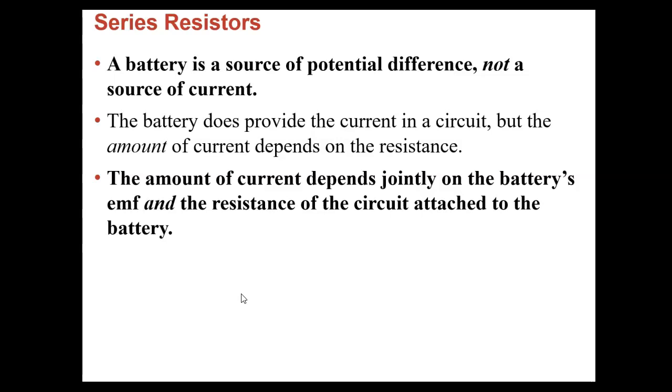So this is a big thing here. The battery is a source of potential difference, not the source of the current. So the battery doesn't provide the current in the circuit, but the amount of current depends on the resistance. The amount of current depends jointly on the battery's EMF and the resistance of the circuit attached to the battery. So the battery provides kind of a push, not the movement of charge. It provides that push to make it move, but it'll be hampered by the resistance of the elements of the circuit.